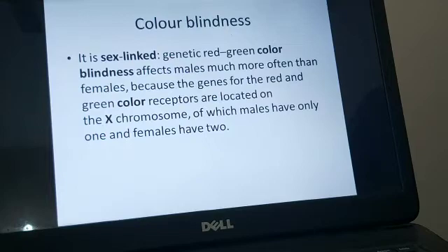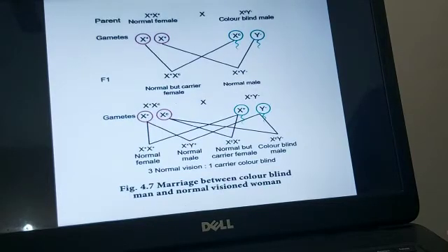And this affects more males than females, because females have 2 X chromosomes, and males have only 1 X chromosome. So if males happen to inherit the gene of color blindness on that particular X chromosome, then the males will show the disease of color blindness. Now this is how color blindness is inherited.